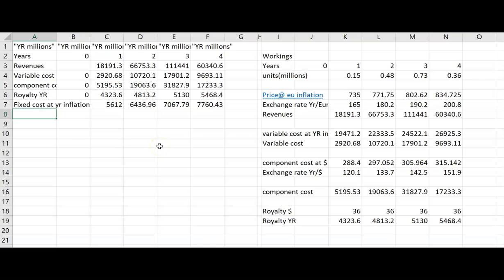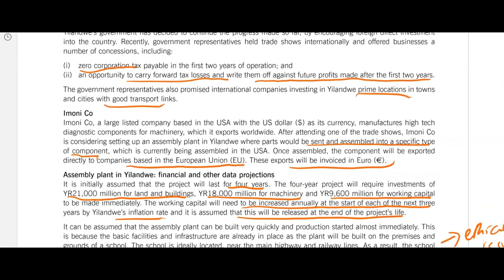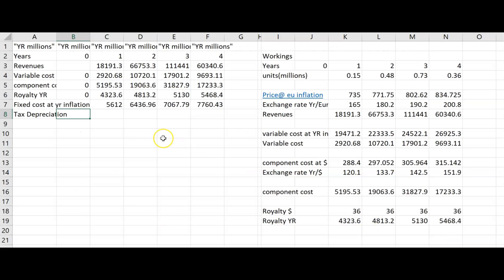Now calculate the capital allowance. Tax depreciation. And that is 25% on machinery. Machinery cost is 18,000. 18,000 into 25%. Copy it to the next cells. Now I think I have calculated all the expenses.